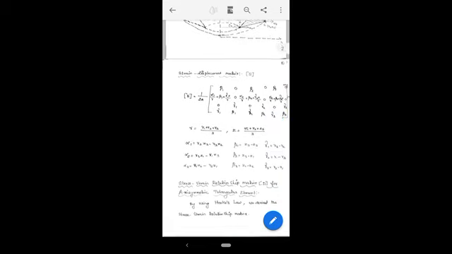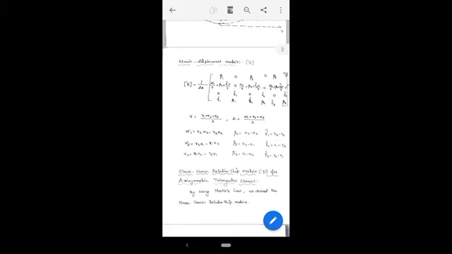It is a formula, the strain-displacement matrix. We must memorize this equation. B is the strain-displacement relationship matrix, 1 by 2A, where A is the area of the triangular element. Beta and alpha are some constants. The formula is given for that.